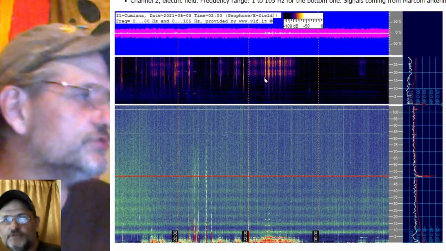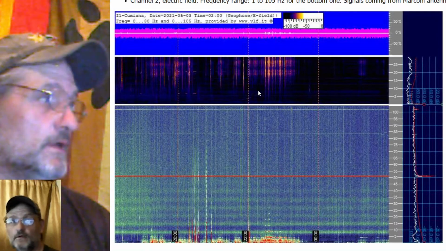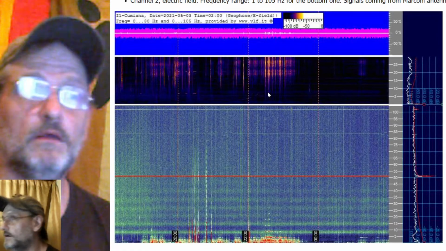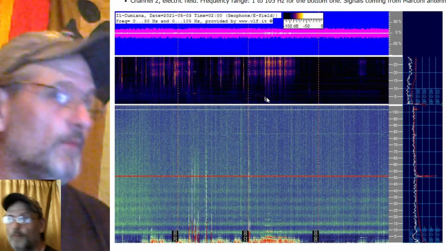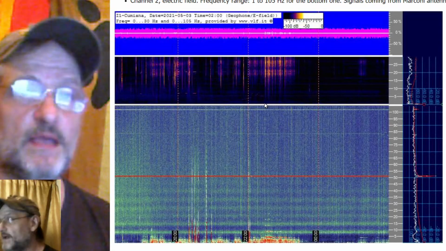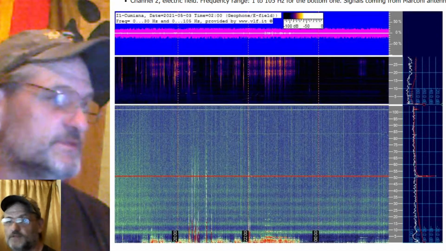The dedicated Schumann resonances don't have that because they're not measuring the magnetic field, right? They're not measuring the... I'm sorry.